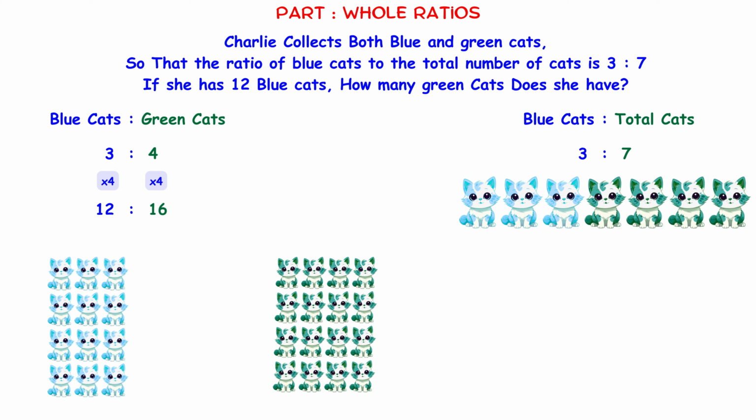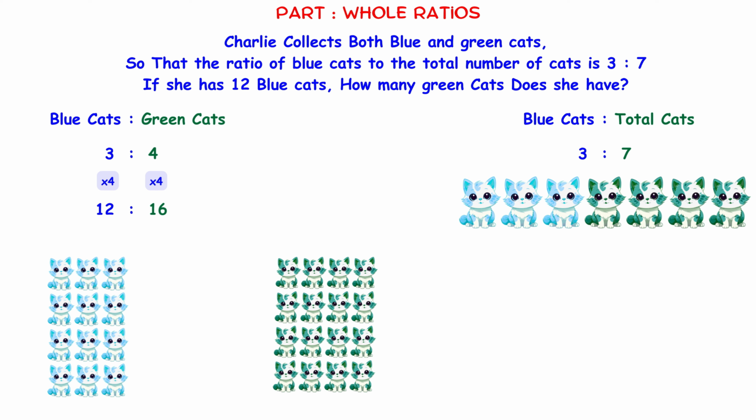With that in mind, we now need to determine how many green cats there are if we know Charlie has 12 blue cats. To do this, we scale up the 3:4 ratio. We start by placing the number 12 underneath the 3 in our ratio, since the left-hand side corresponds to the number of blue cats. Then, we determine what we need to multiply 3 by to reach 12, which is 4. Since we must apply the same scaling factor to both parts of the ratio, we multiply the 4 on the right-hand side by 4 as well.